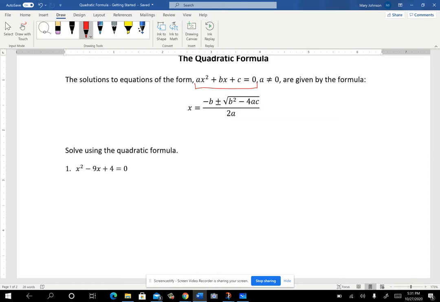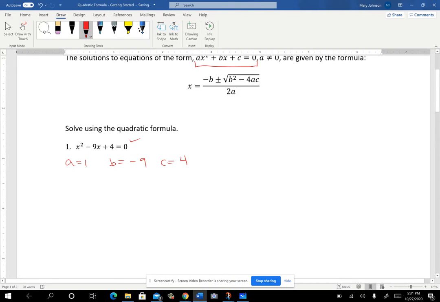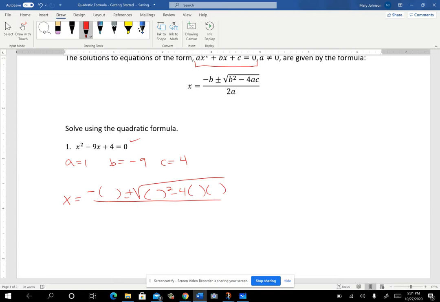Okay. So for instance, let me just show you. So here, it's already got it equal to 0. So I'm just going to identify the A, the B, and the C. Notice the B was -9. Okay, then what I'm going to do is use the formula. So the formula says the solutions are given by this formula: opposite of B plus or minus the square root of B squared minus 4 times A times C, all of that over 2A.